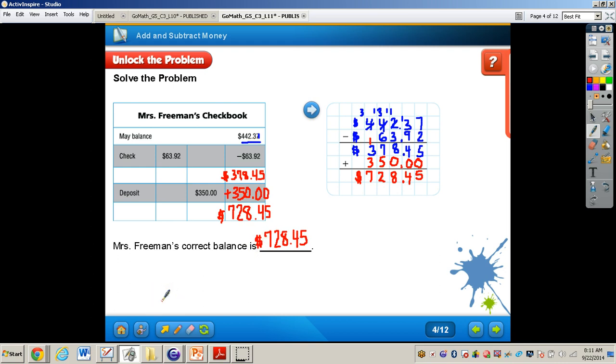Okay, so we can see that Mrs. Freeman, even though she said she had $729.45, is actually off by $1. It's very important whenever you have a checkbook that you keep a correct balance, because without doing that, you may write a check and not have enough funds, which could equal bank charges and things like that. So very, very important to understand how to do this.